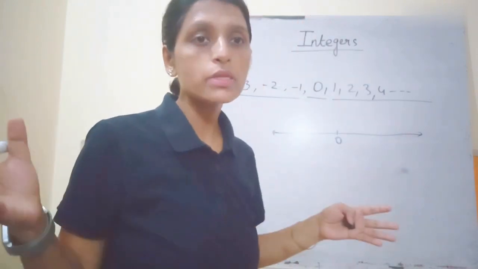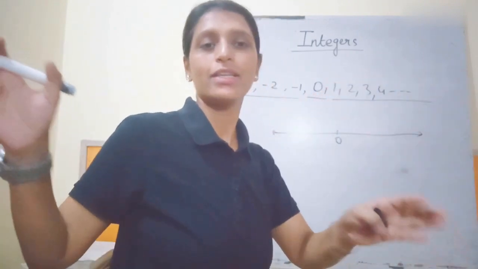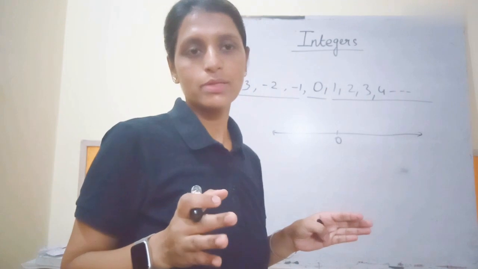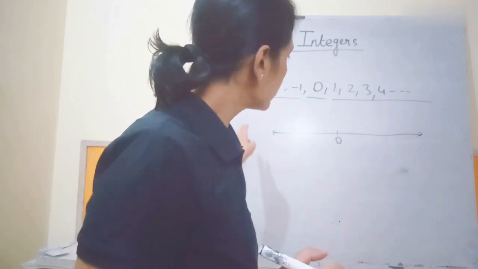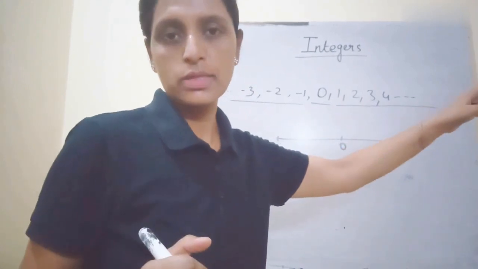Okay? Whole numbers are what? All those numbers from 0 to infinity. They are called whole numbers. Okay? And so integers are what? All the positive, negative numbers along with 0.